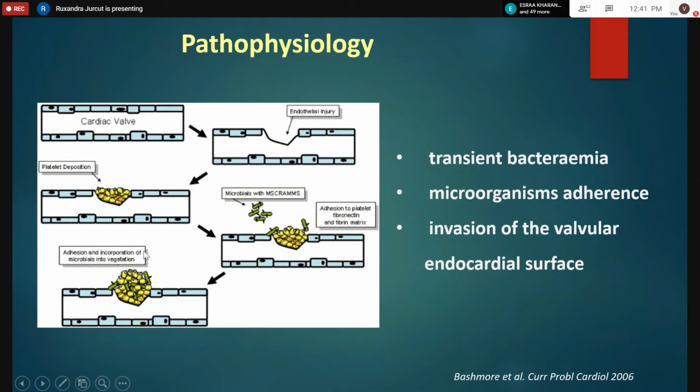And due to the fact that it is a metabolically active structure, it can grow and attract more platelets, attract more microorganisms, and it can grow. It is only when you use a high-power antibiotic over that specific microorganism that you can make it stop growing and maybe reverse the process.